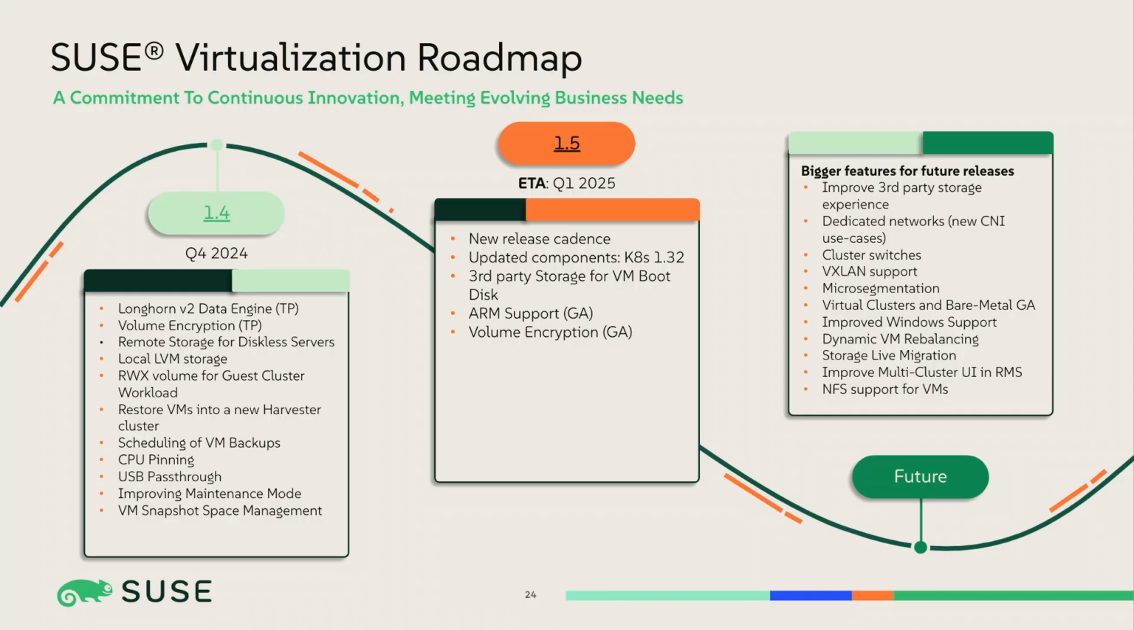So, future stuff. How am I doing for time? Good. Okay, so here's the roadmap slide. I'll spend a little bit of time on it. There's a lot of information in here, and I'm not going to go through everything. So currently we're in 1.4, which came out at the end of last year. Probably the interesting one there is the top one, the Longhorn V2 data engine.